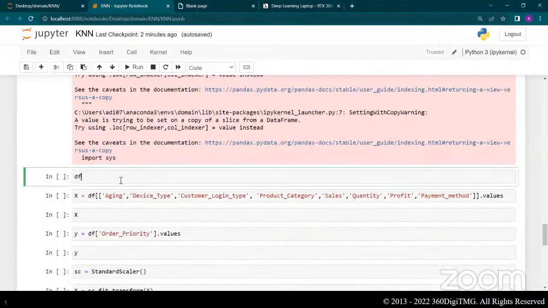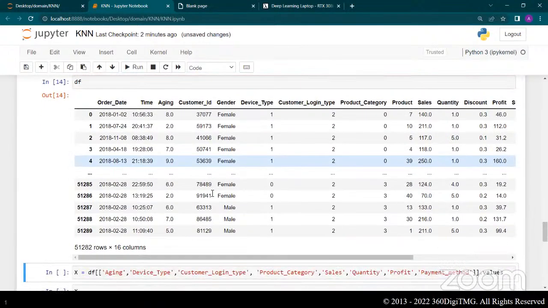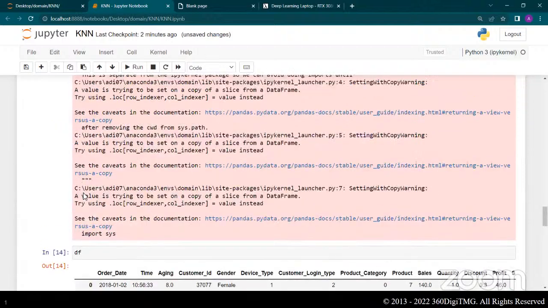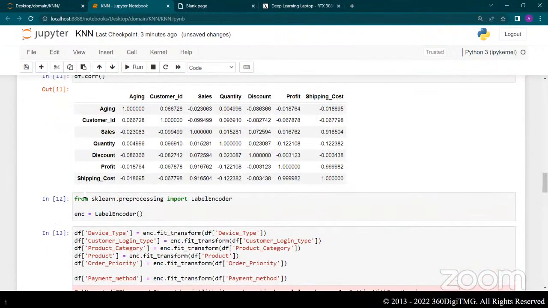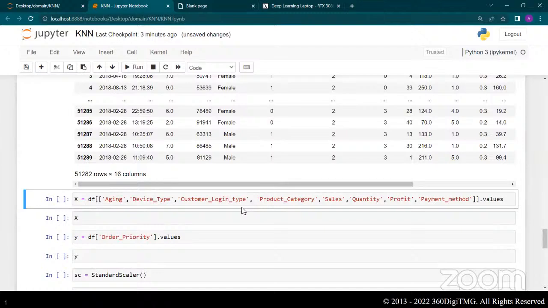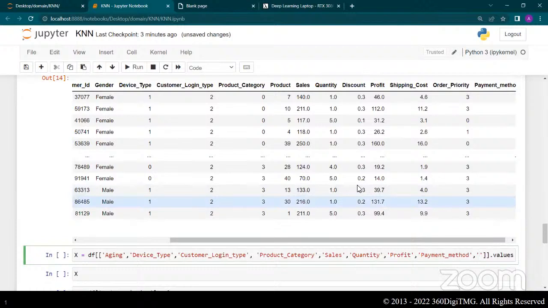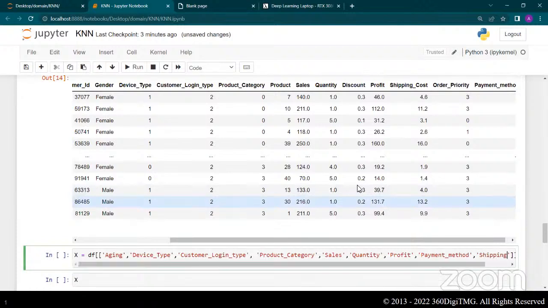All right. So we have this data frame, and we have done some encoding. Now we have shipping cost, sales, and profit that are highly correlated. So here, I think we'll also include shipping cost for now, because it is giving us some information.